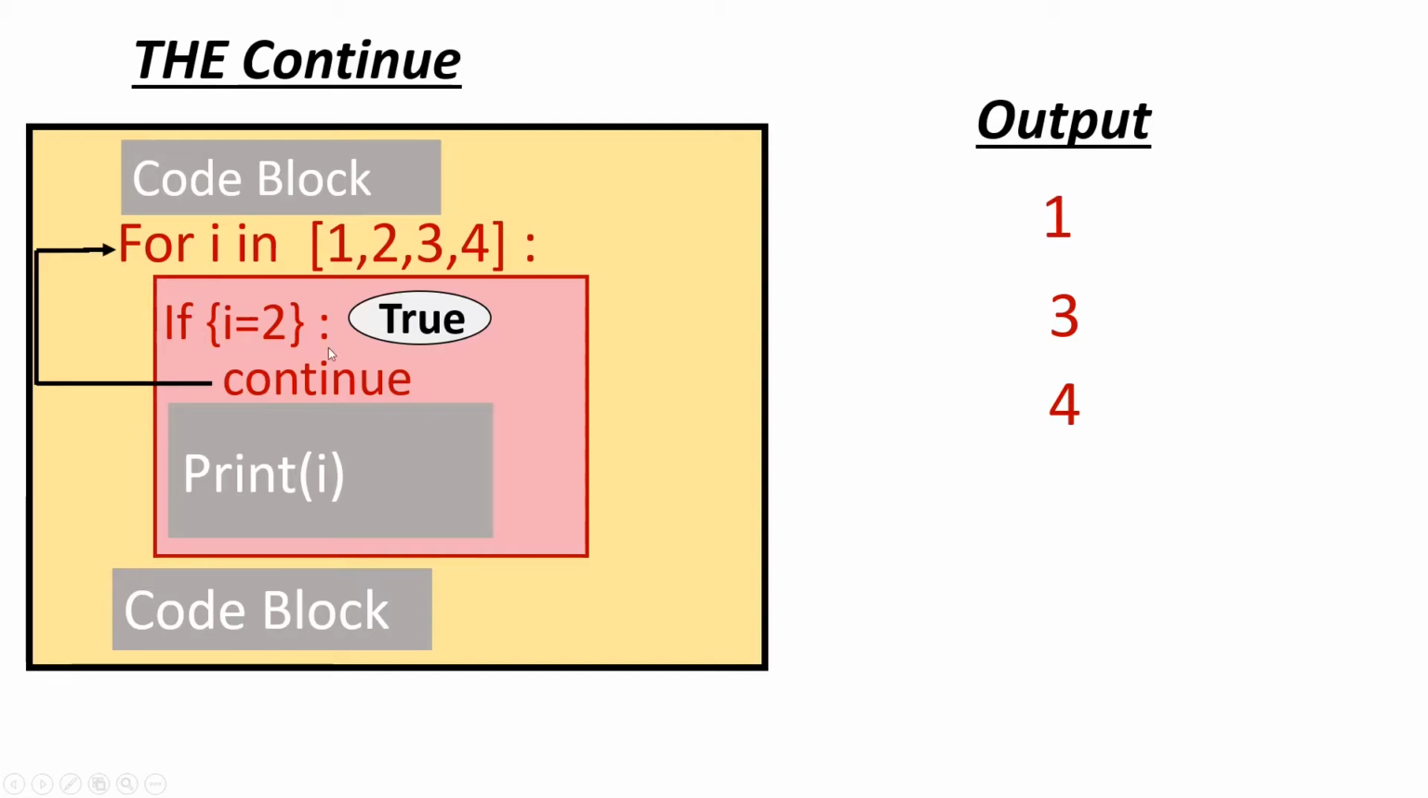If I is 2 colon, compulsory colon, showing that the condition is ended, now the code is to be run, and that is continue. And then if the continue is not coming to be true, what is to be done? We have to print I. So first, I took the value 1 and this condition came out to be false, that is why continue did not run, and we got print as 1.